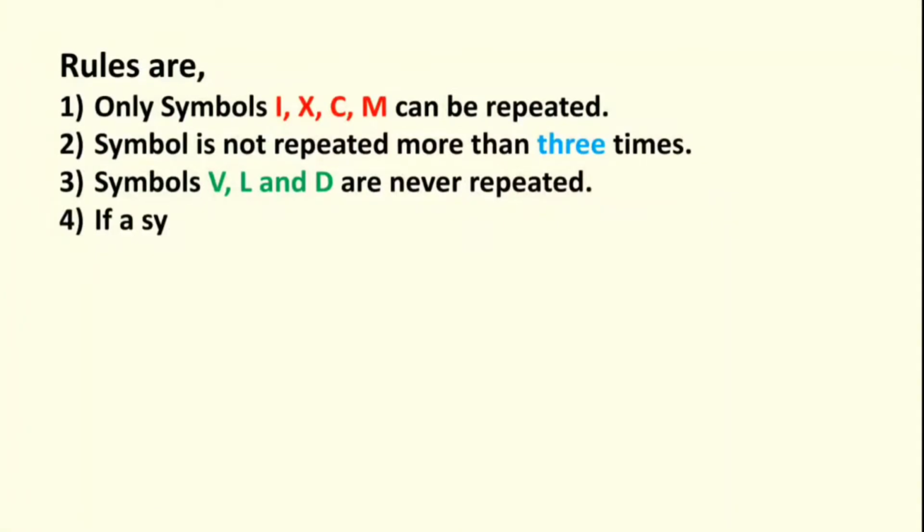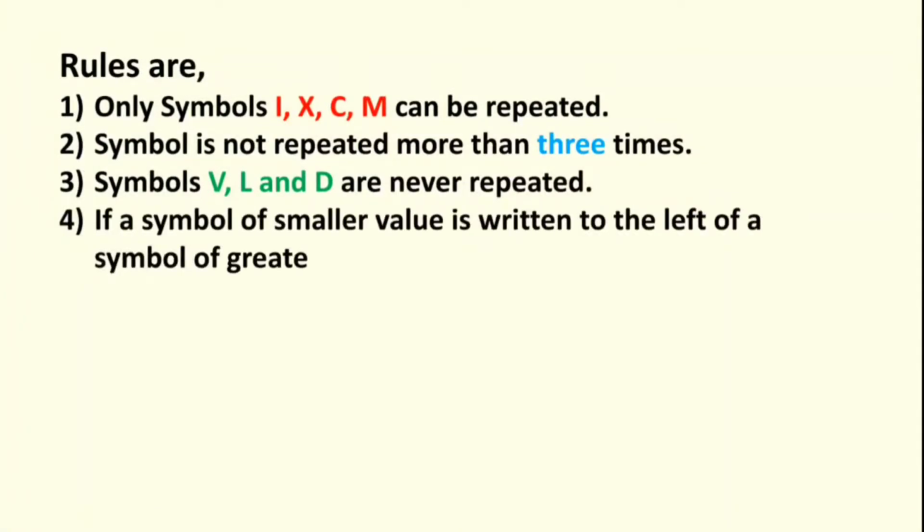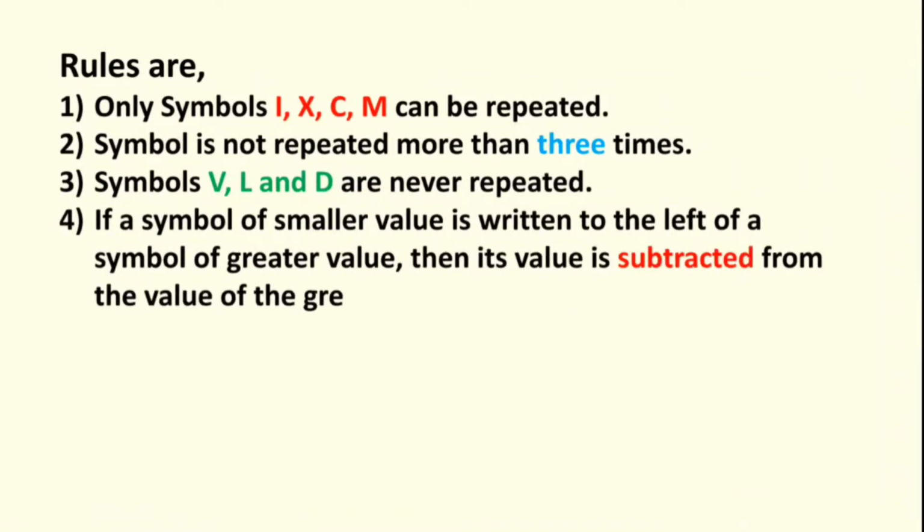To write down some numbers, we have to use this technique of rule number 4. If a symbol of smaller value is written to the left of a symbol of greater value, then its value is subtracted from the value of the greater symbol. For example, IV is equal to 5 minus 1 is equal to 4. Similarly, if we write IX, then it becomes 10 minus 1 is equal to 9.